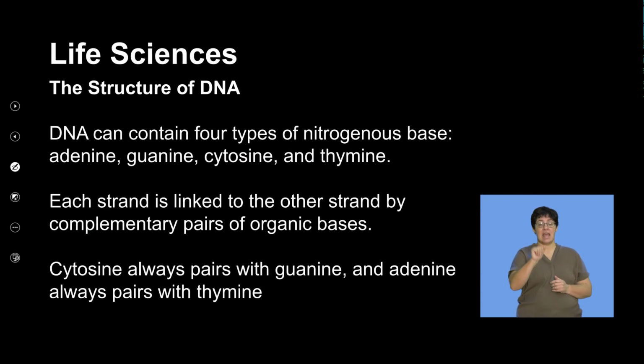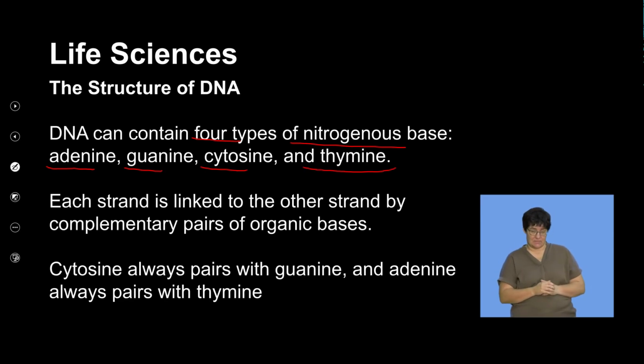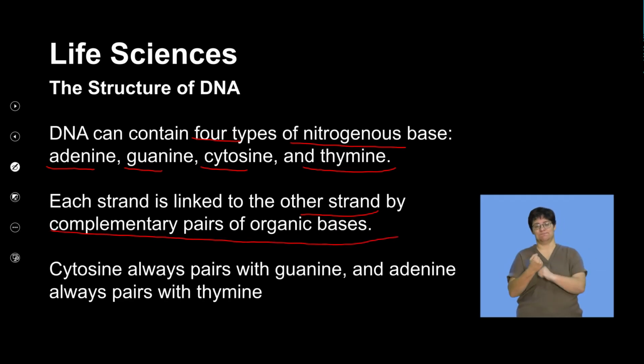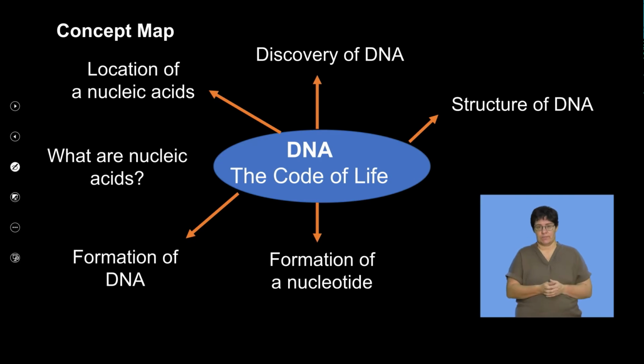DNA contains 4 types of nitrogen bases, and these are your adenine, guanine, cytosine, and thymine. Each strand is linked to the other strand by complementary base pairing of your organic bases. As I mentioned, cytosine will always base pair with guanine, so C and G will always base pair together, and your adenine and thymine will always base pair in that complementary nature together. So that's the structure of DNA.